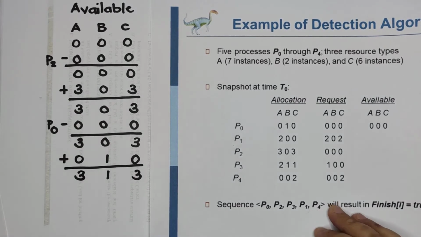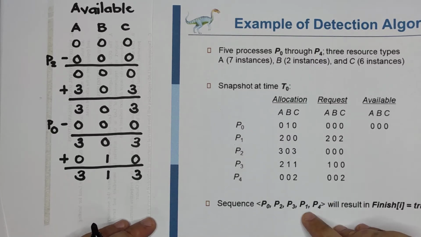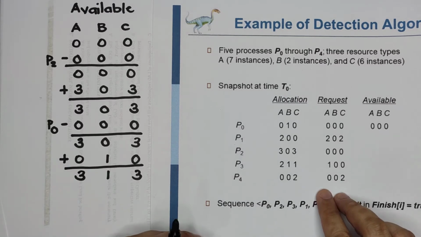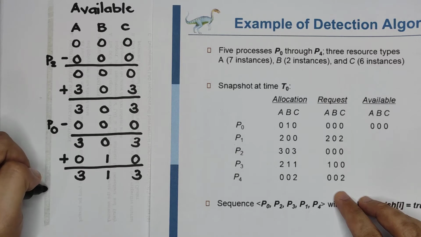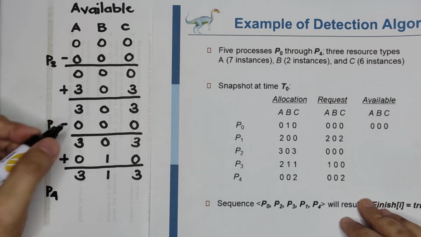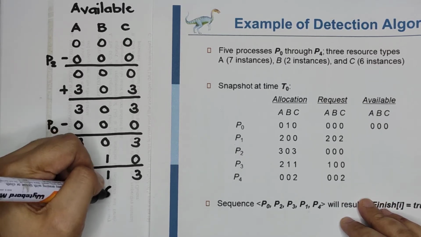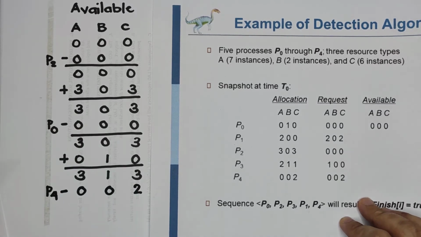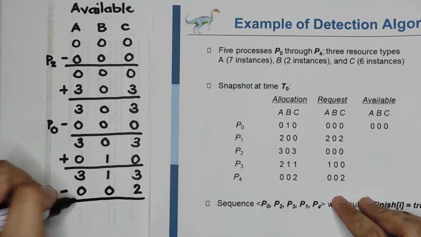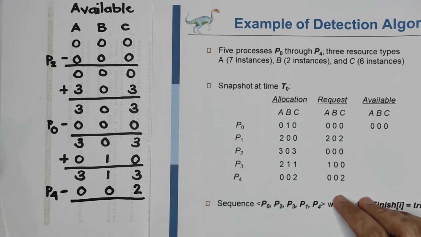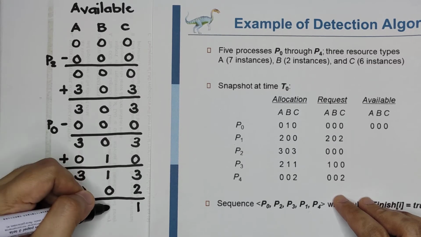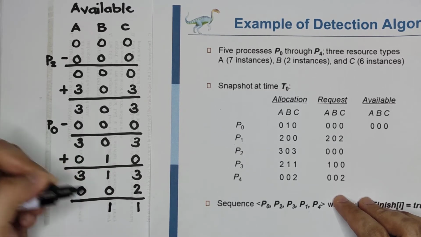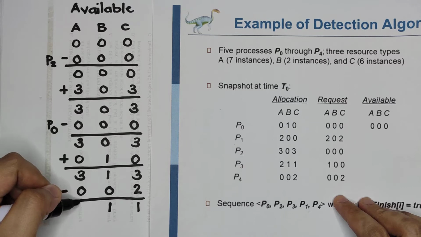Okay, so next, what I want is P sub 4. So P sub 4, the request is 0, 0, 2. So minus 0, 0, 2. Okay, going to deduct. So we have 3 minus 2 is 1, 1 minus 0 is 1, and then 3 minus 0 is 3.